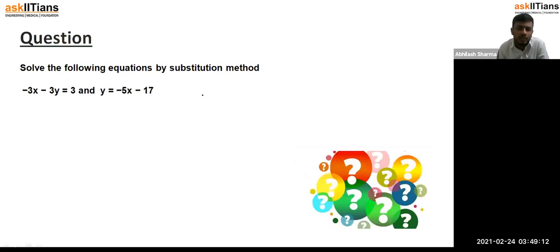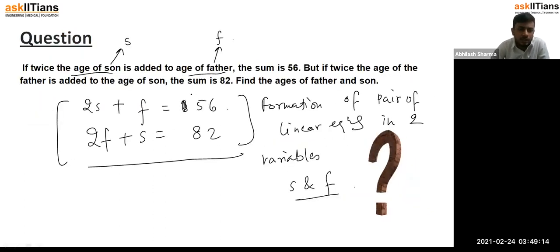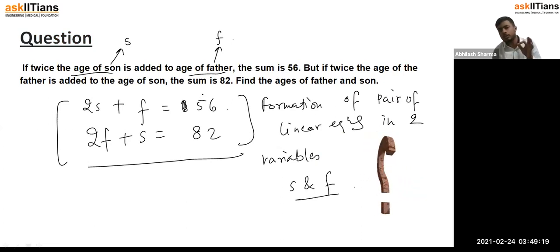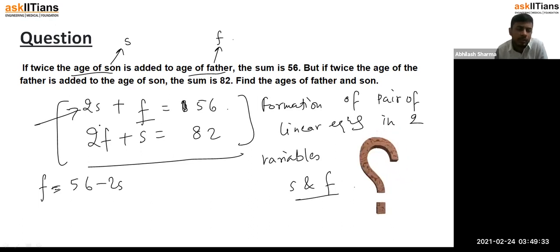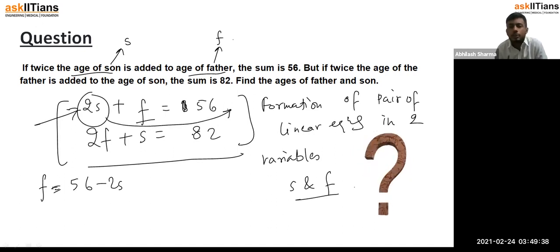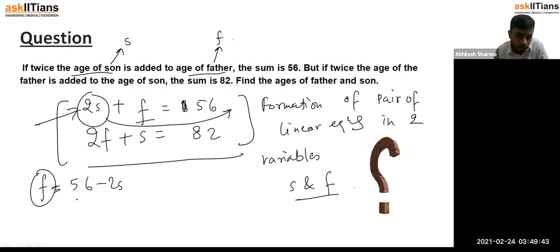So this is a very easy example. Let us take this example only. So what does it say? That from one equation, solve for one of the variables. So let us say from equation 1, I want to solve for F. So how much does F come out to be? F will come out to be 56 minus 2S. What has happened? This 2S term we have transposed to the other side, so it becomes minus 2S. So F is equal to 56 minus 2S.